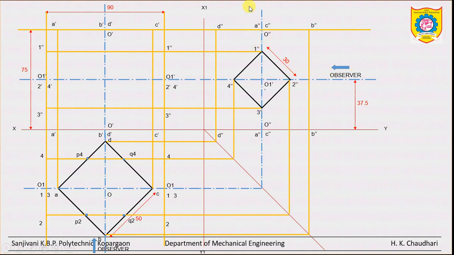So the front part, this part, will be in the front view. Similarly, in the top view, the front part, below this O1, will be in the front view. That means they can appear thick.